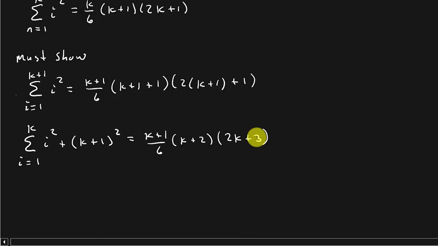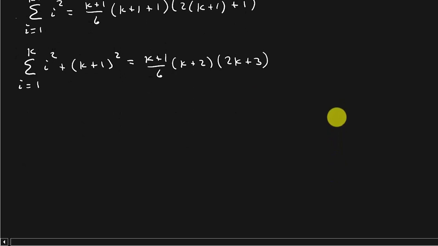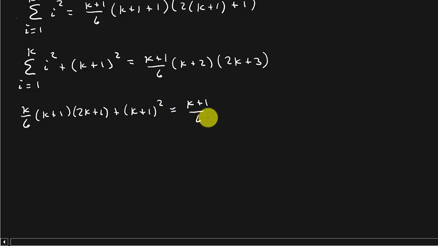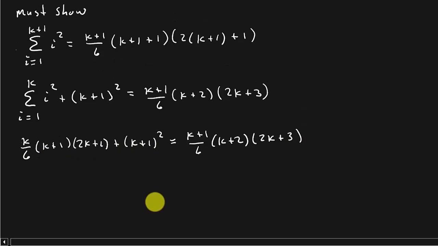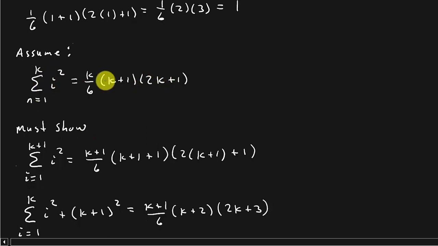Now, what do we have? Well, now we have k over 6 times k plus 1 times 2k plus 1 plus k plus 1 squared. Where did that come from? That equals this over here. Where did this part right here come from on the left-hand side? Well, you see this summation right here? That's this part, because this is equal to this. Where did that come from? Well, we assumed that was true. So I just replaced this with this.